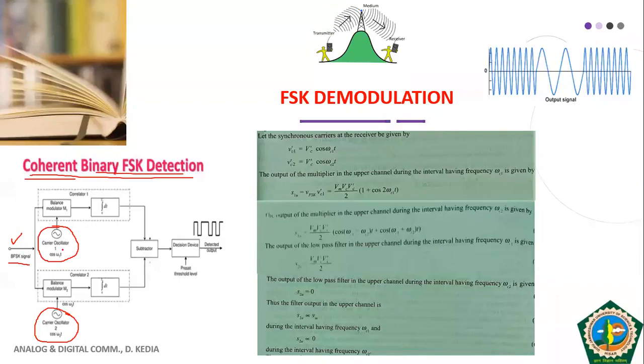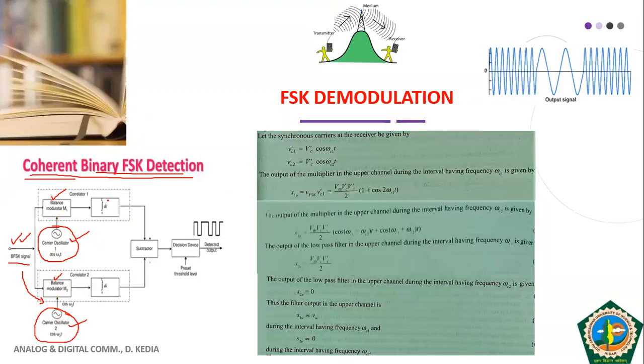We know what a balance modulator does, it works like a multiplier. So it multiplies my carrier frequency with my FSK signal in balance modulator 1. In balance modulator 2, my FSK signal is multiplied with the second carrier frequency. So balance modulator 1 will give output corresponding to one frequency F1, and BM2 will give output corresponding to frequency F2.